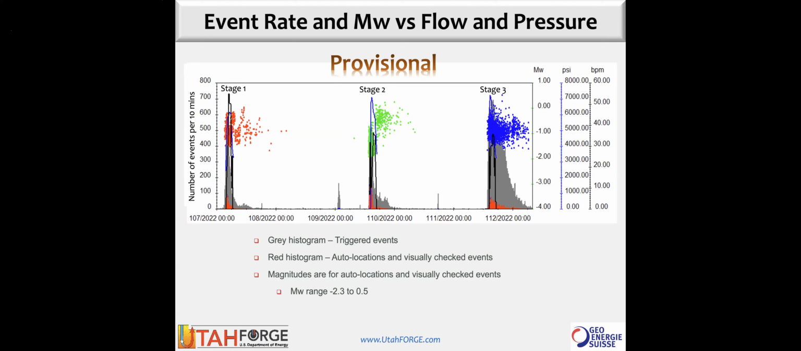Of those, only a small fraction was auto-located, and I believe over 5,000 or so are being manually checked. What's going to be in the final catalog when it gets released will be determined really soon. The magnitude range is from -2.3 to 0.5. There's still a lot of work being done with these, which is why I'm calling it provisional. But hopefully we'll be able to see this really, really soon.